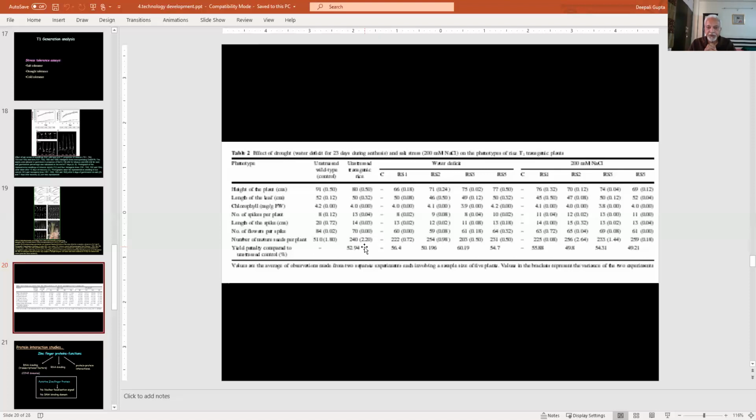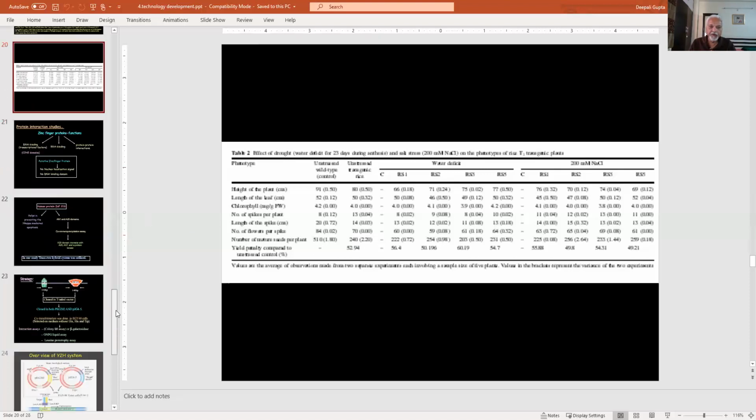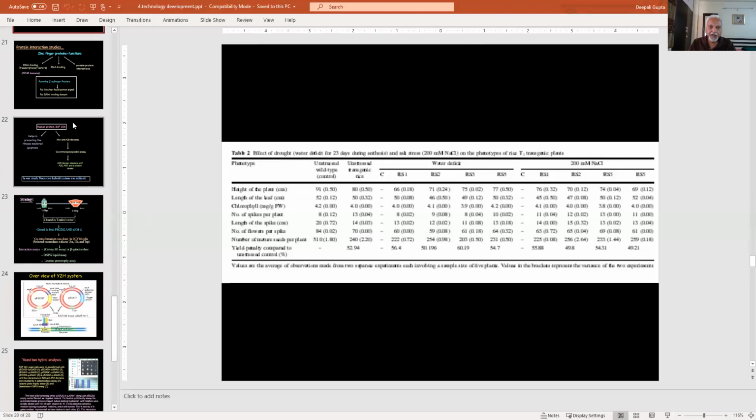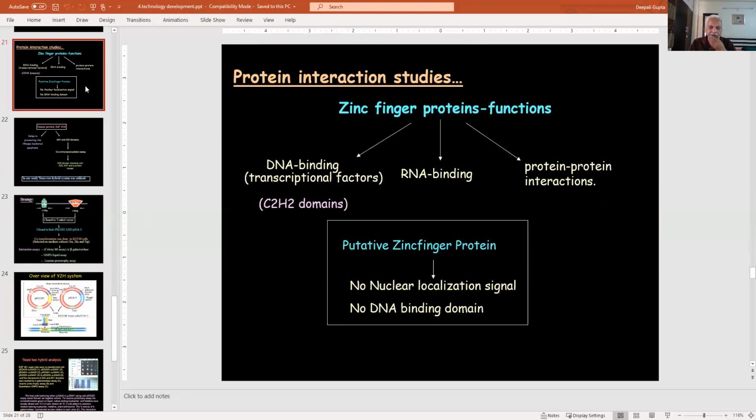To conclude this part, it means we have a gene in hand. If you overexpress it, it confers tolerance against abiotic stress of salt, drought and temperature. But then there are two more questions which we address to make sure that the technology is foolproof.